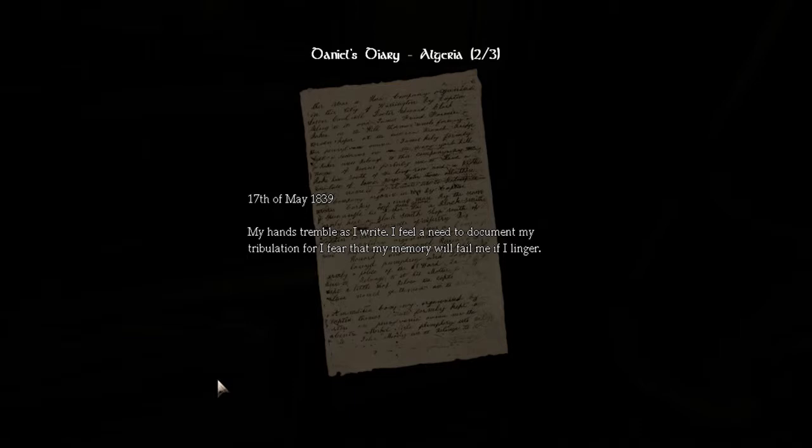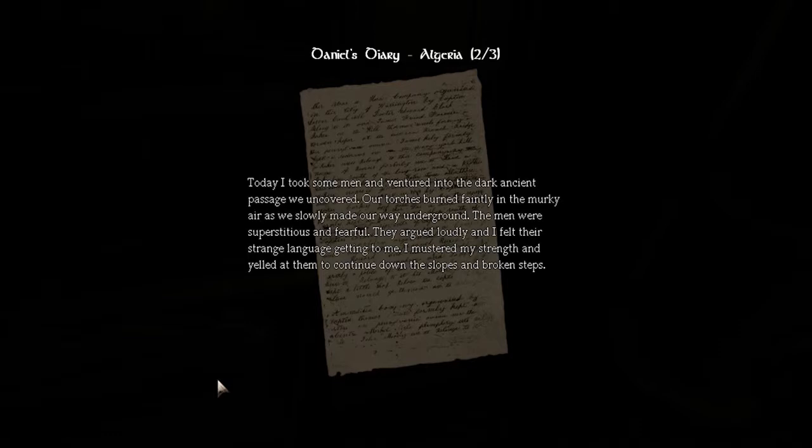17th of May, 1839. My hands tremble as I write. I feel a need to document my tribulation, for I fear that my memory will fail me if I linger. Today, I took some men and ventured into the dark, ancient passage we uncovered. Our torches burned faintly in the murky air as we slowly made our way underground. The men were superstitious and fearful. They argued loudly, and I felt their strange language getting to me. I mustered my strength and yelled at them to continue down the slopes and broken steps.